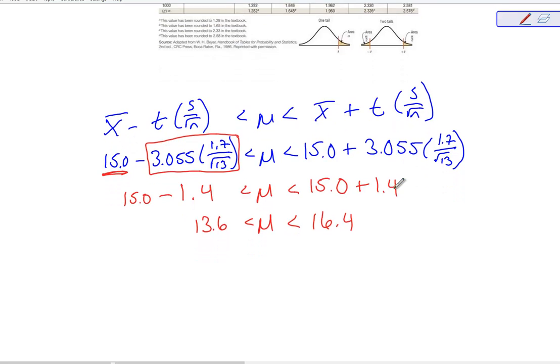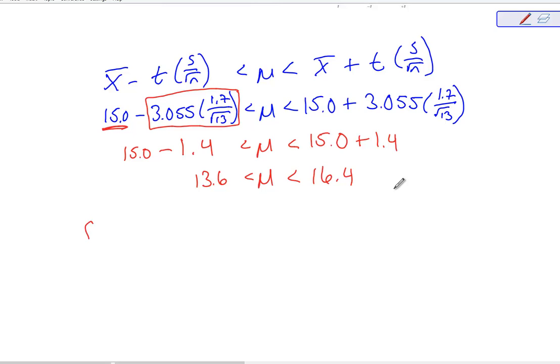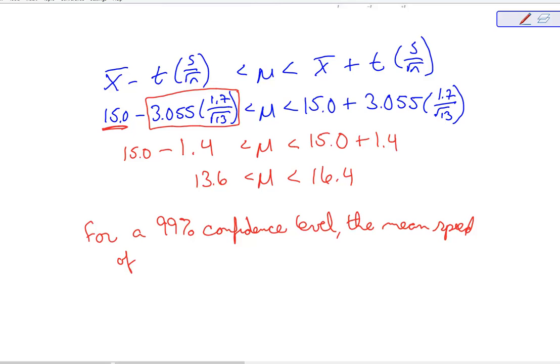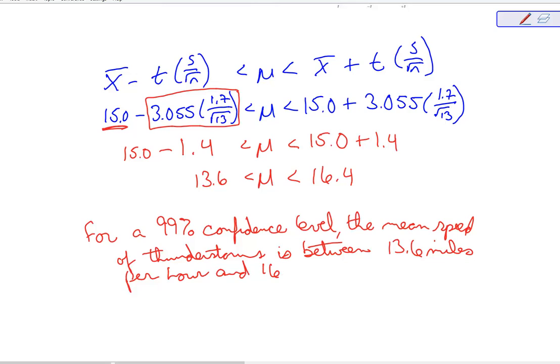Now again, I need to apply this back to my problem, and I can say for a 99% confidence level, the mean speed of thunderstorms is between 13.6 miles per hour and 16.4 miles per hour. Make sure that you put the units. Okay?